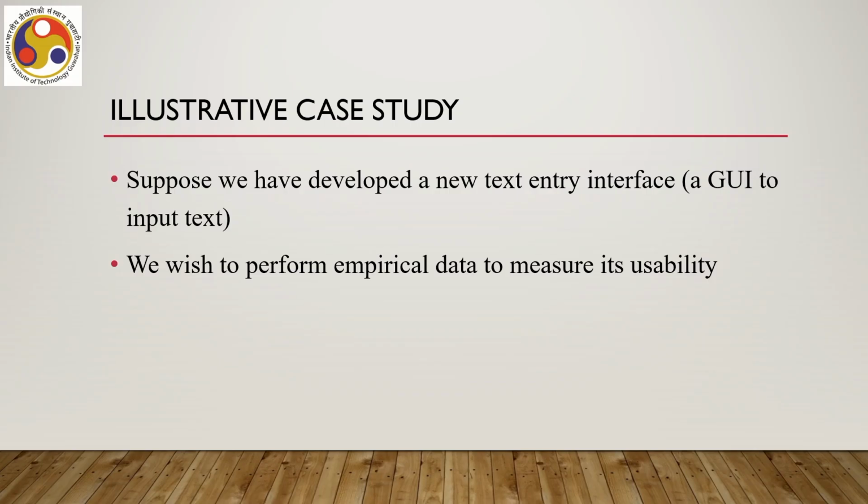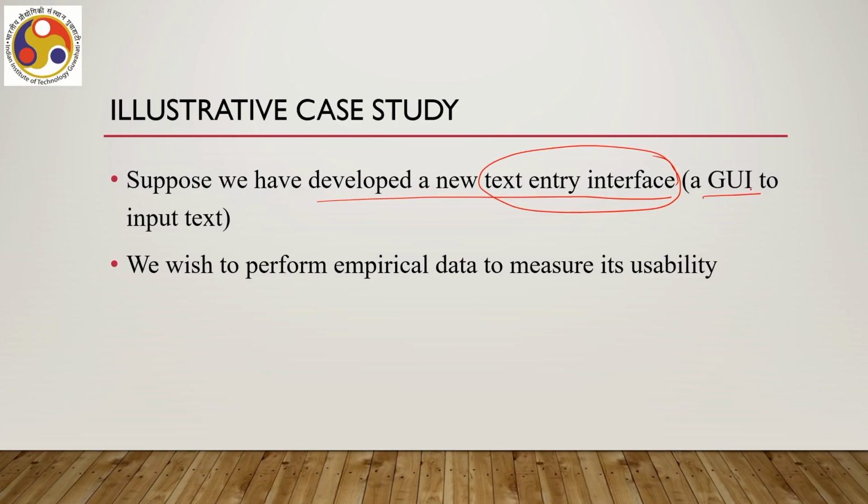In order to understand this process or these stages, let us proceed with an example. To keep things simpler, we have chosen a simple GUI type example, so that it is easier to comprehend the idea. Suppose we have developed a new text entry interface, that is an interface through which a user can provide text input or create textual documents. So, this is nothing but a graphical user interface to provide or input text to the system.